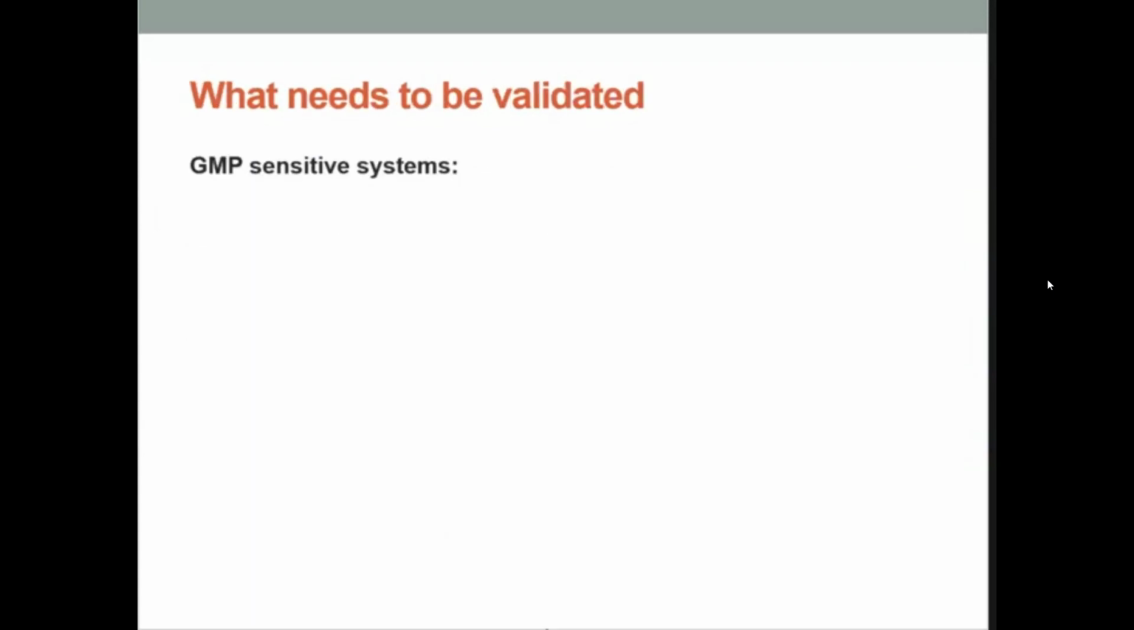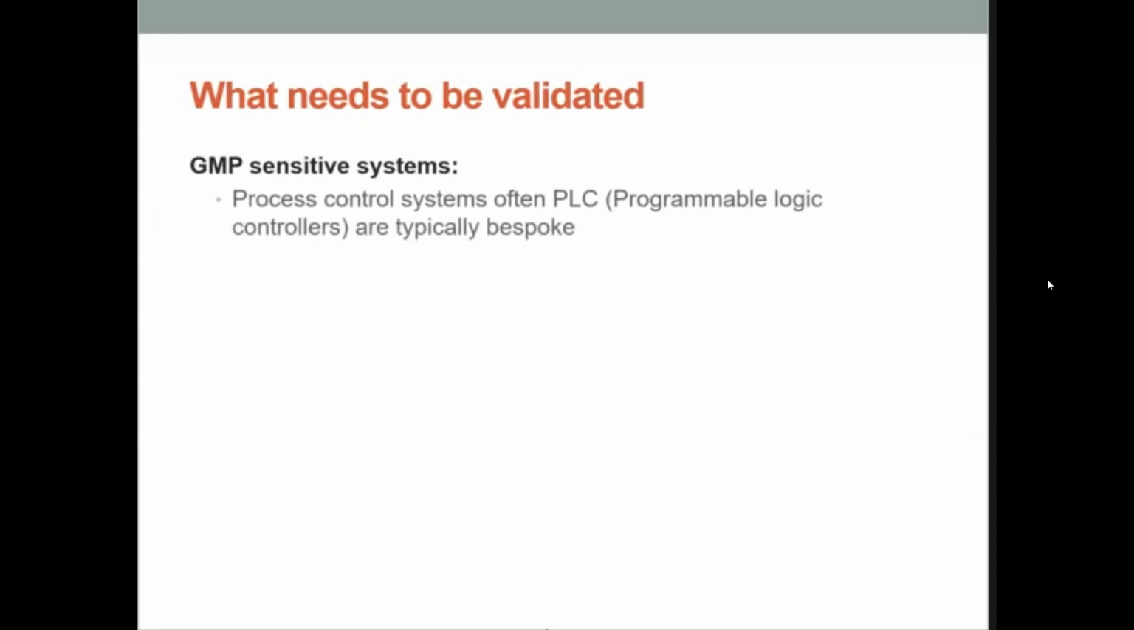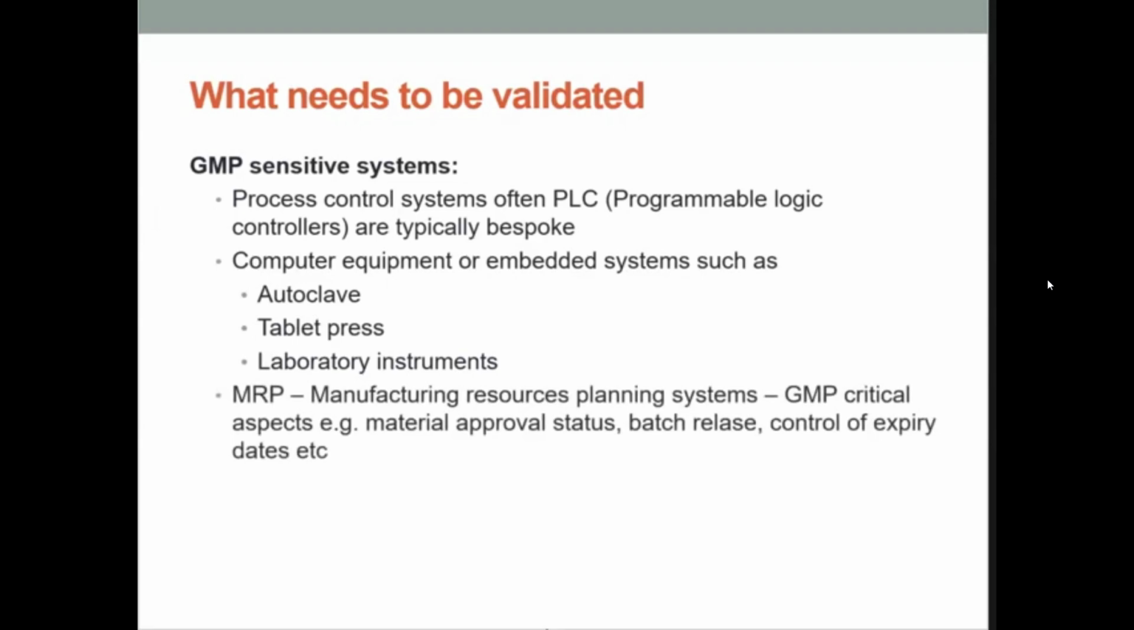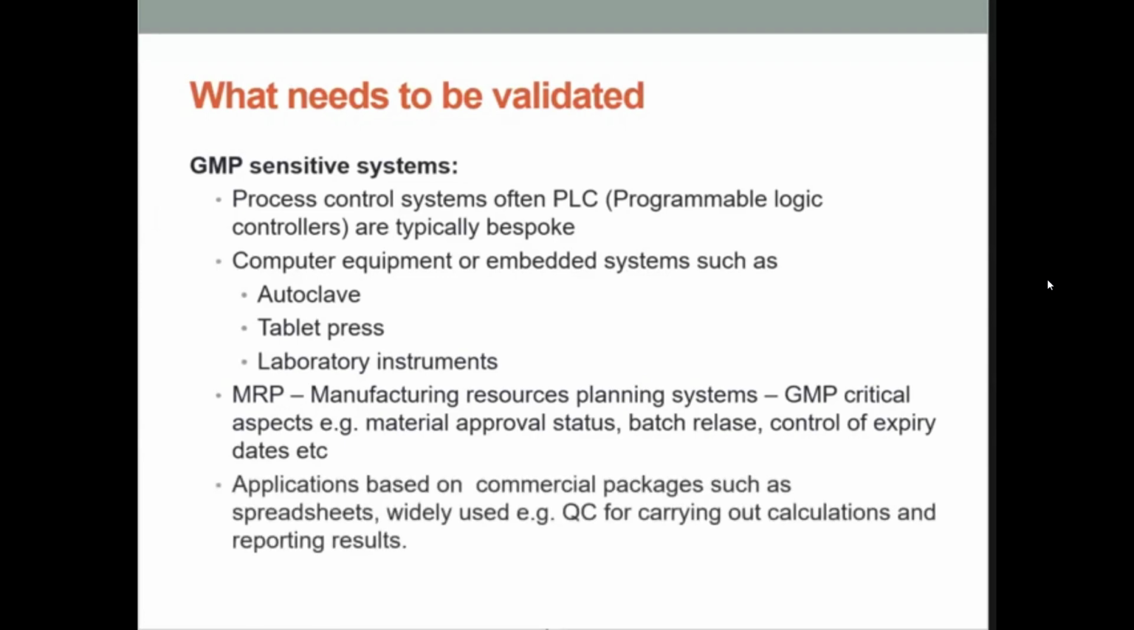What needs to be validated? Well, GMP-sensitive systems must be validated. These can be things like process control systems. Often PLC, programmable logic controllers, are typically bespoke. Computer equipment or embedded systems such as autoclave, the tablet press, or laboratory instruments. MRP, manufacturing resource planning systems. So these are GMP critical systems which are responsible for things like material approval status, batch release, control of expiry dates, etc. Applications based on commercial packages such as spreadsheets that are widely used in QC for carrying out calculations and for reporting results.